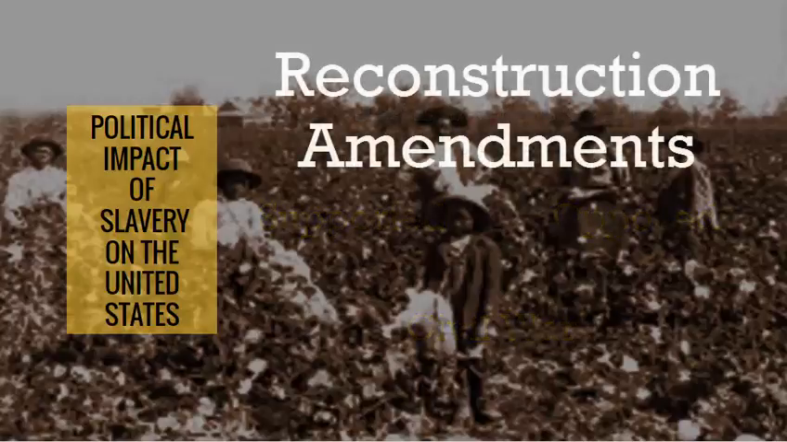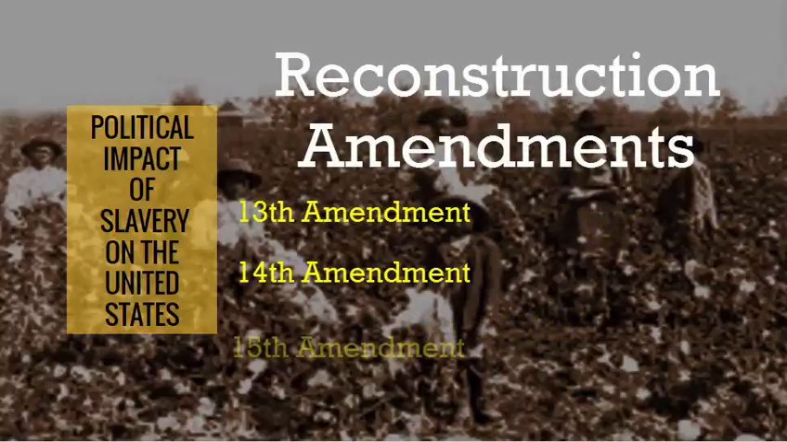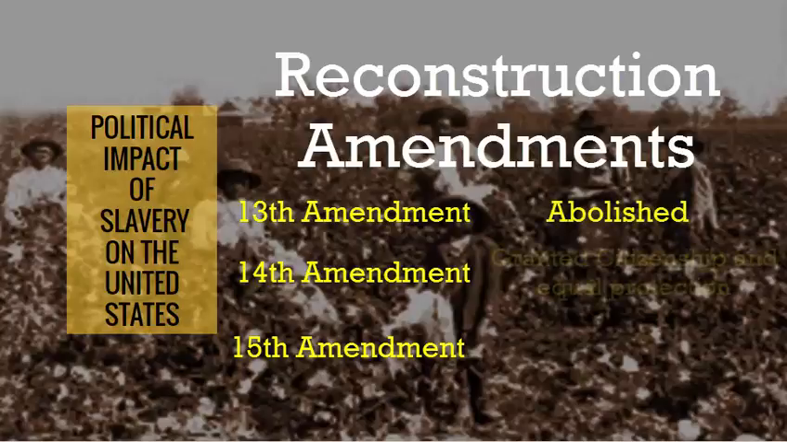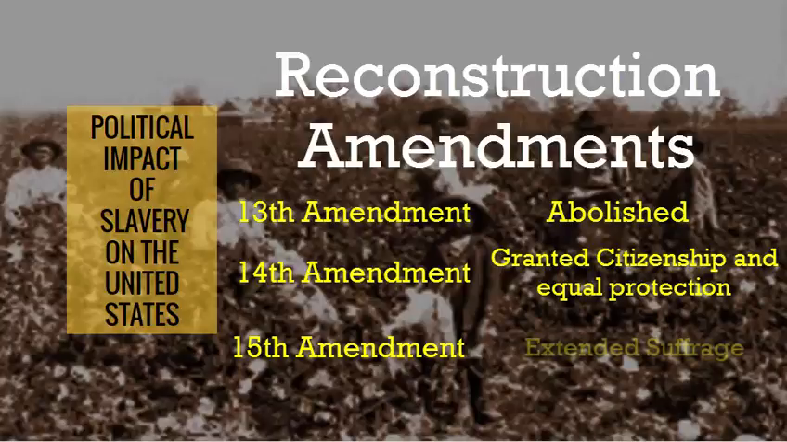The Reconstruction Amendments, or the 13th, 14th, and 15th Amendments to the U.S. Constitution, was another way slavery affected the political development of the United States. The 13th Amendment abolished slavery. The 14th Amendment granted citizenship and equal protection under the law for all peoples. The 15th Amendment extended suffrage, or the right to vote, to African Americans.